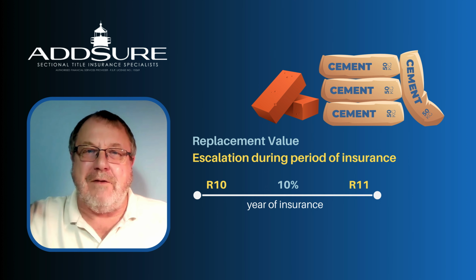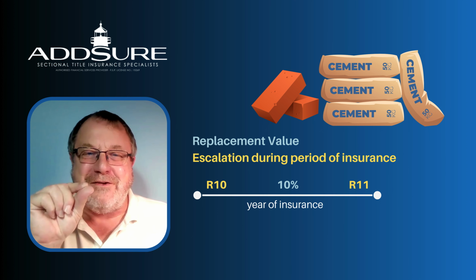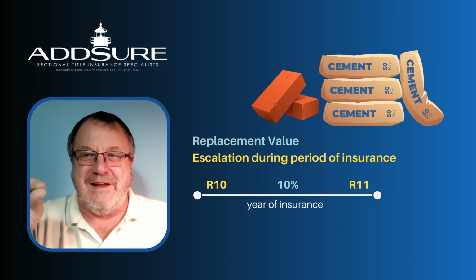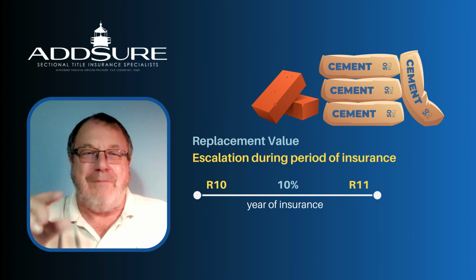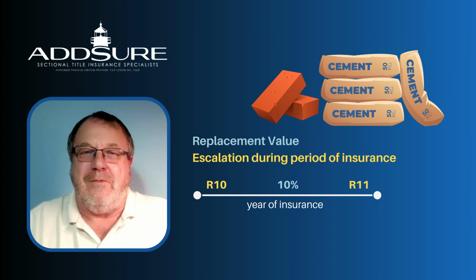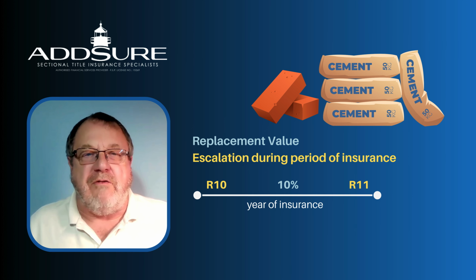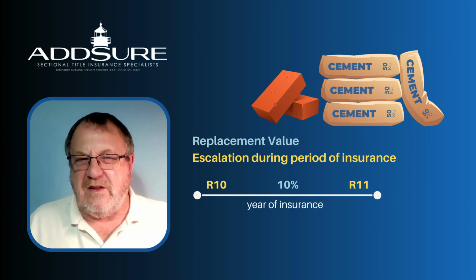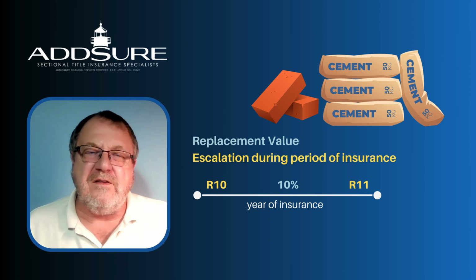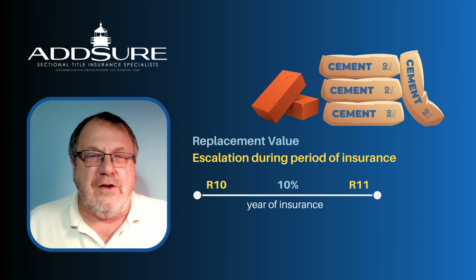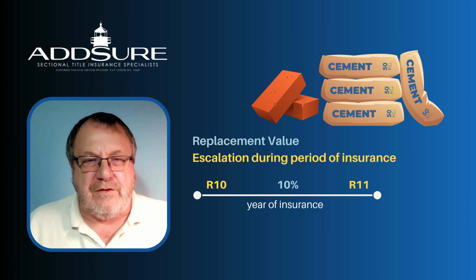So during that period, you need to account for inflation. So if 6 months down the line, you won't pay 1 Rand for your item, but you might pay 1 Rand and 5 cents. Okay, so that's the concept of accounting for escalation during the period of insurance.